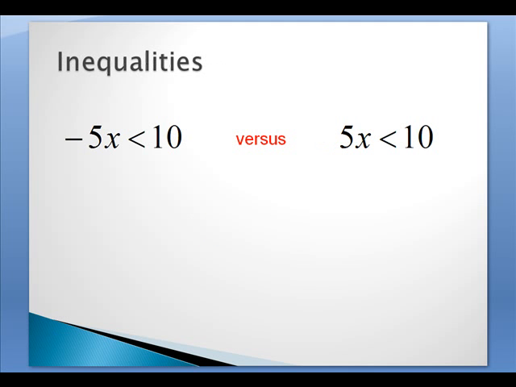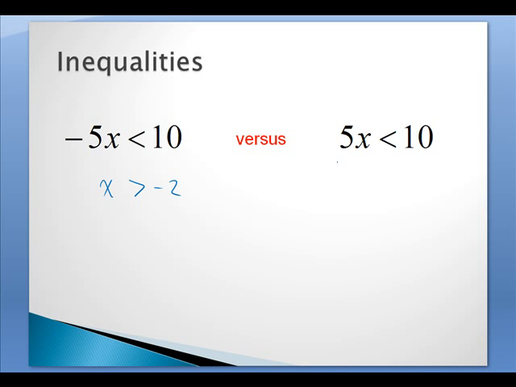Now with inequalities, lots of students tend to forget to switch the sign when you divide or multiply by a negative number. So for example, this expression here on the left, negative 5x is less than 10. If I'm solving for x here, I would have to divide by negative 5 everywhere. When you divide by a negative number with an inequality, you must switch this sign from less than to greater than, and divide by negative 5 everywhere. We have x is greater than negative 2.